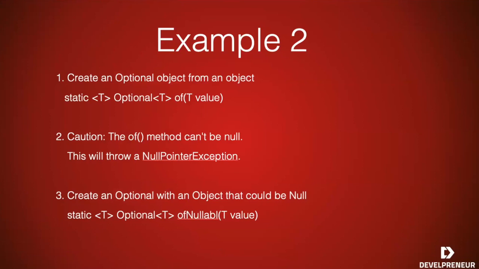For example 2, we are going to create an optional object from an object. So we're going to actually create an object first and then convert it to an optional. We're going to look at some of the caveats or things we need to be careful of when we use the of method. And then we're going to create an optional with an object that could be null.